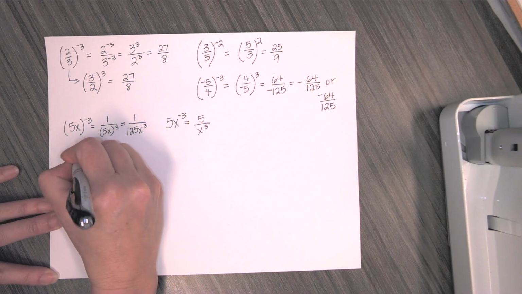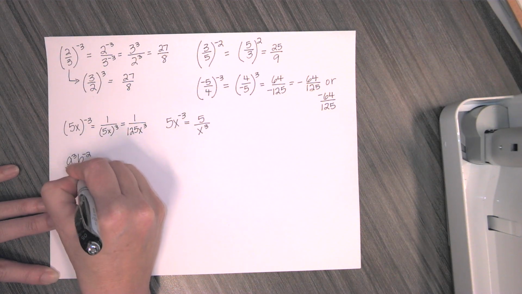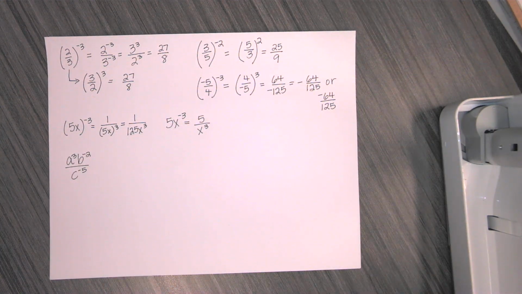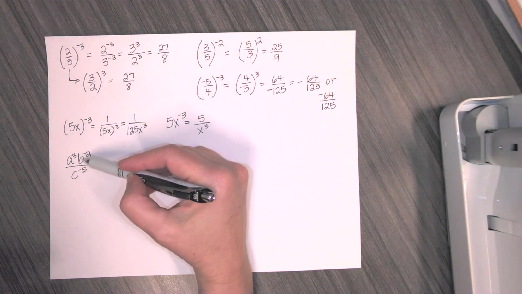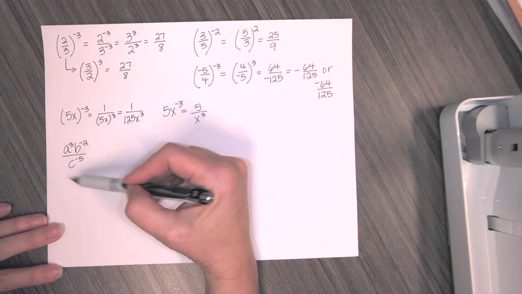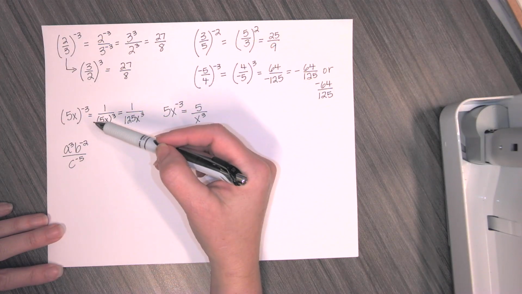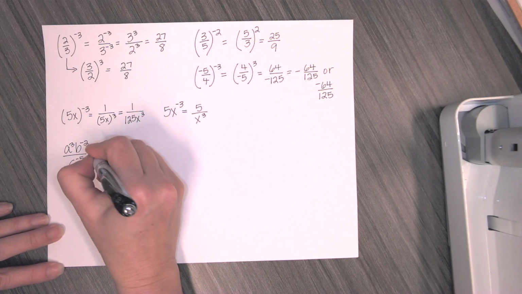A to the third, b to the -2 over c to the -5. Again, your instructions might say rewrite so that you don't have any negative exponents, or so that all of your exponents are positive. Other than that, there's really nothing that can be simplified, but like I told you, we don't want to leave negative exponents in our answer, and so this answer would not be considered in simplest form.